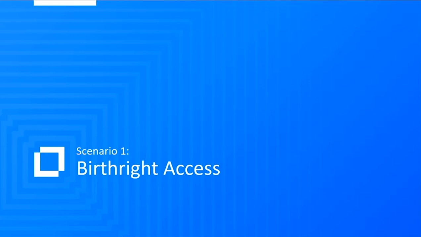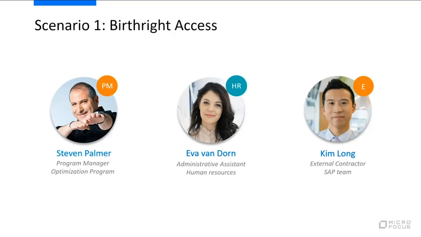So that brings us to our first scenario, and that is birthright access. We have a few different parties involved here. One being the manager, Steven. We have HR, Eva, as well as a contractor that's going to be joining the organization named Kim.